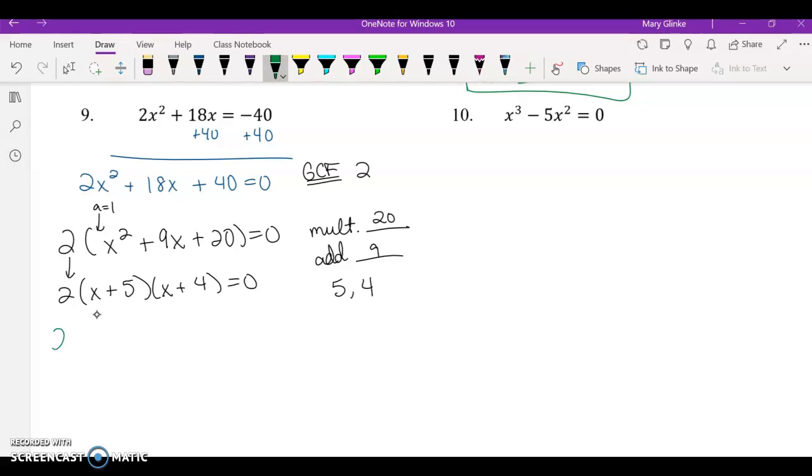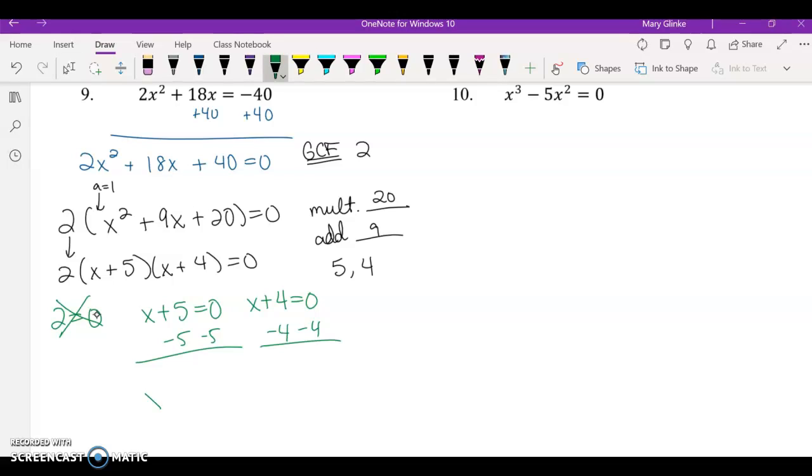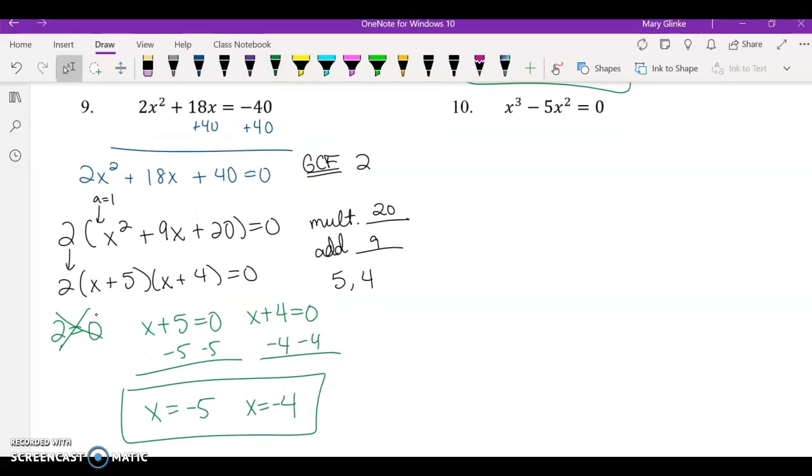Now this is factored. I'm going to set each factor equal to 0. And then I'm going to solve them. My first one, 2 does not equal 0, so that's the one where you cross off 2 and you say that that is not a solution. My other ones, I do end up with nicer answers. I get x equals -5 and x equals -4.